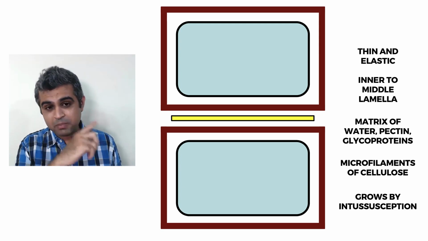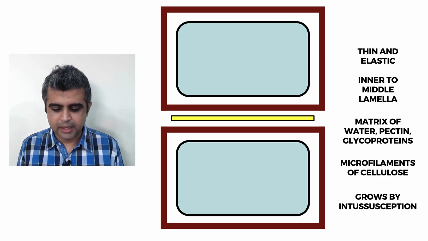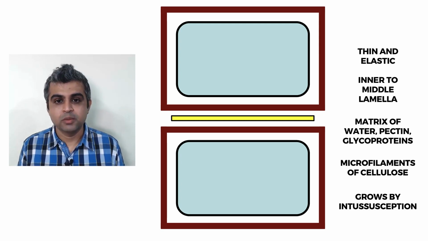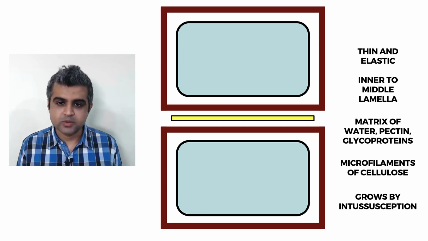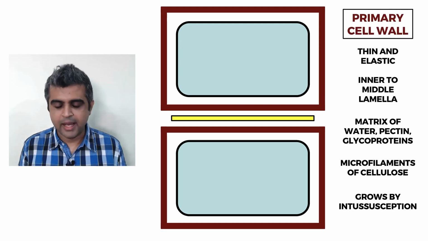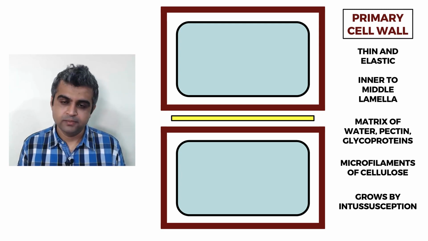So this brown thing, dear students, that you see here, which is thin and elastic, inner to the middle lamella, matrix is made up of water, proteins, glycoproteins. The fibers which are going to be mostly present are going to be cellulose, and which also grows by intussusception. This brown membrane, dear students, is called as the primary cell wall.